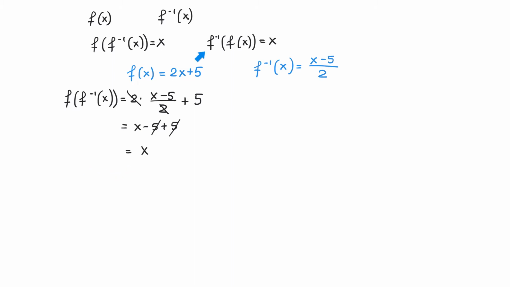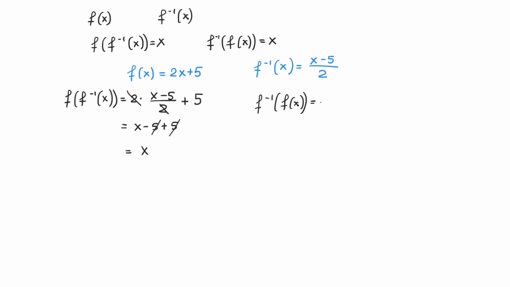Next, we will see if this is true. There we have f inverse first, and then f of x. So f inverse is the main function, and f of x is the domain of f inverse. And what this means is that in this function, we will replace this x with 2x plus 5. So here we will have 2x plus 5, then minus 5, then over 2.